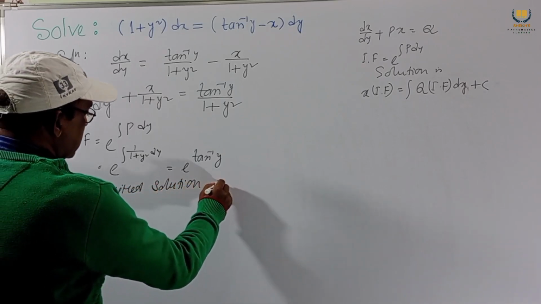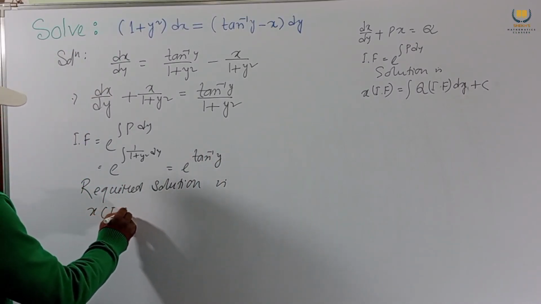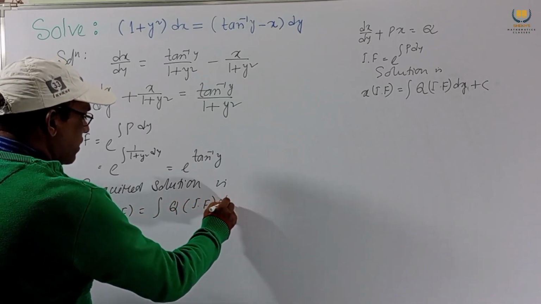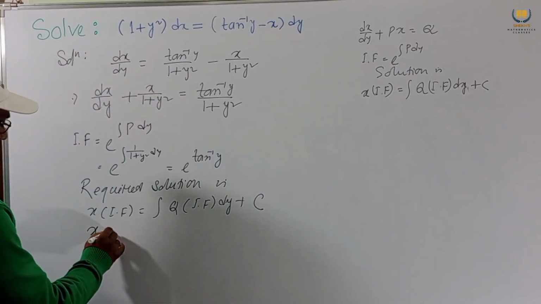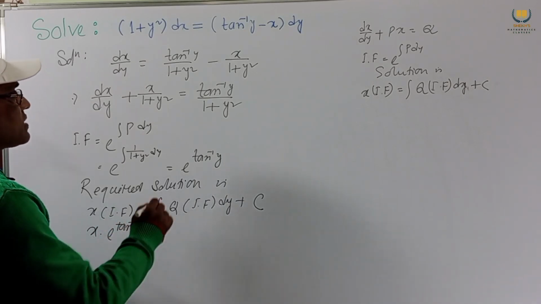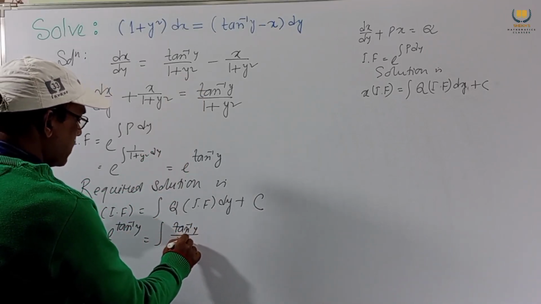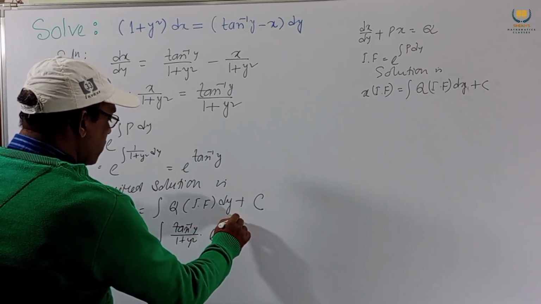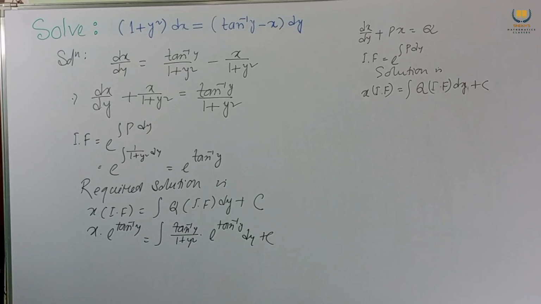Required solution is x into IF equals integral of Q into IF dy plus c. X into IF means x e to the power tan⁻¹y, Q means the right hand side, tan⁻¹y by 1 plus y², and IF means e to the power tan⁻¹y, dy plus c. We get this.